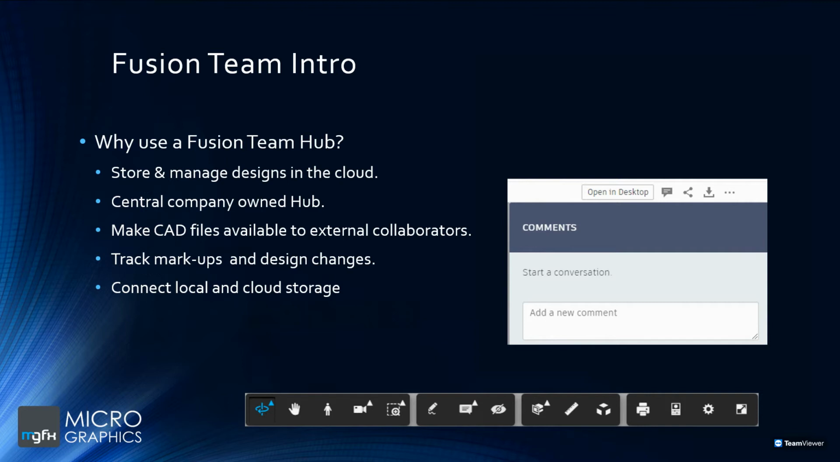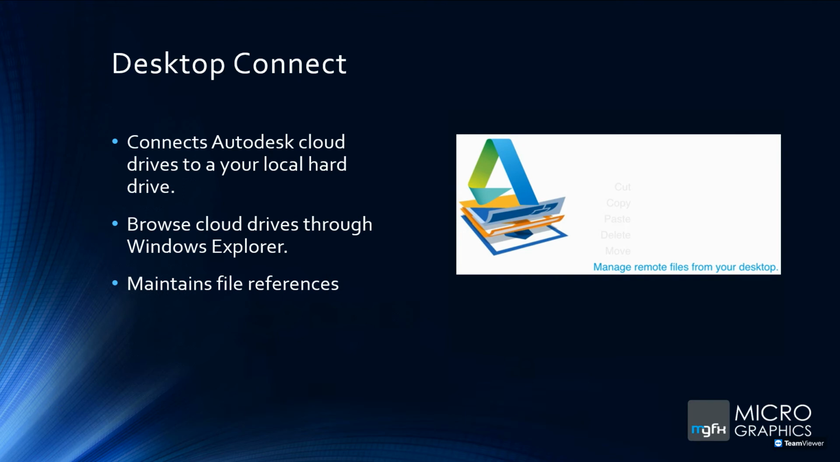You may have a subcontractor who machines parts for you. They don't have Vault, they can't afford a Vault license, but they have Fusion 360. They're able to then use that Fusion 360 and the project sync to have files shared to them from Vault. You can track markups and design changes within it, and you can connect the local and cloud storage. This is all possible through the desktop connector.